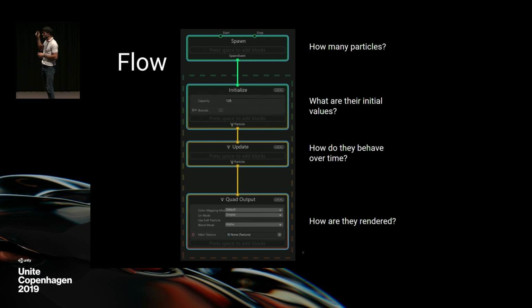Then we go into update. Update is really just like update within C#. It runs every frame, and this is a great place to do things like collision simulations, maybe add different noise, turbulence, etc. And then we have the output, which really determines how particles are rendered.